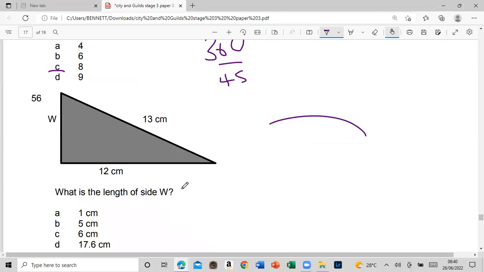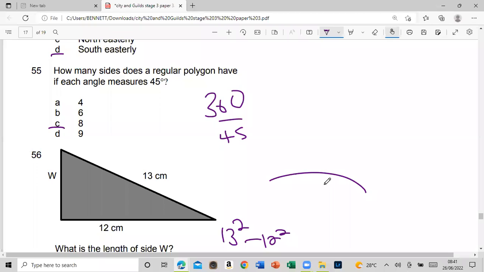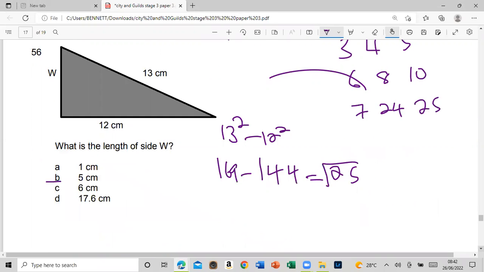All right, what is the length of side W? This is one of the triplets, so you guys should know that, right? 13 squared minus 12 squared, that's 1 over. Works out to 25. Find the square root, and that gives us 5. Pythagoras theorem. Another triplet is 3, 4, 5, and then you have 6, 8, 10. Check it out, guys. That's just some more to remember.